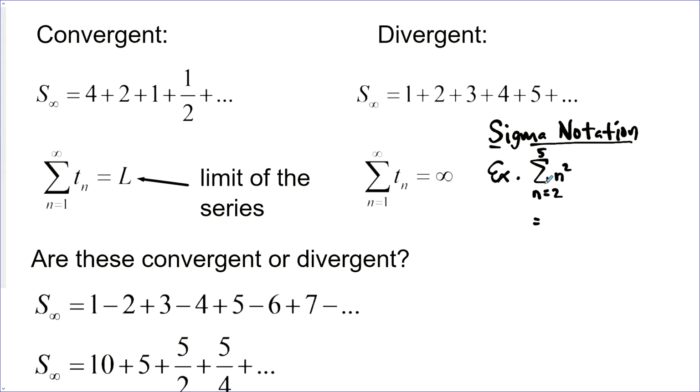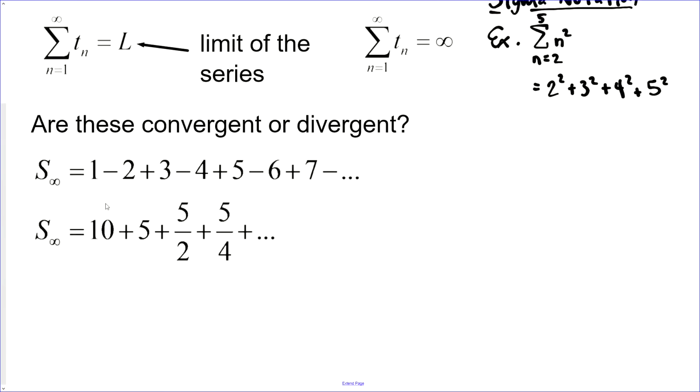So that means the first term is n equals 2, so it would be 2 squared. And then we add 1 to n, so the next one would be 3 squared, and then 4 squared, and finally 5 squared. And that's where we end because 5 is our maximum here. These ones here say that n starts off at 1 and then goes all the way to infinity. And so we'd be adding term 1, term 2, term 3 forever.